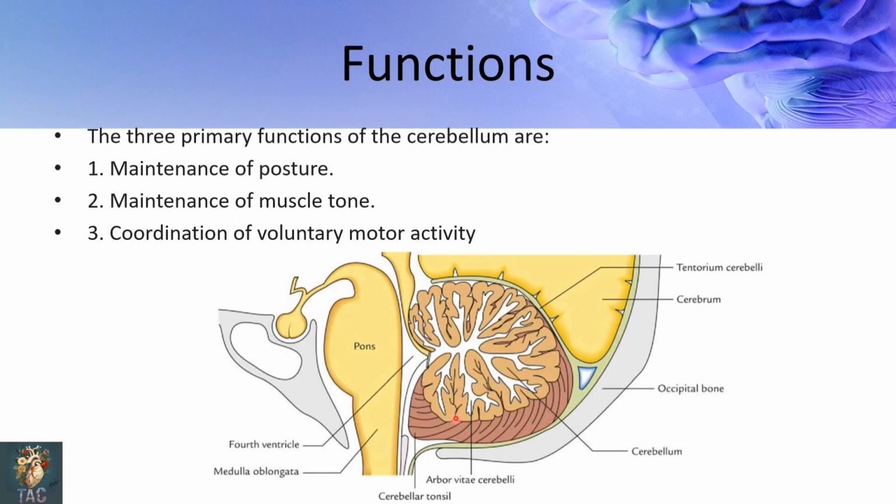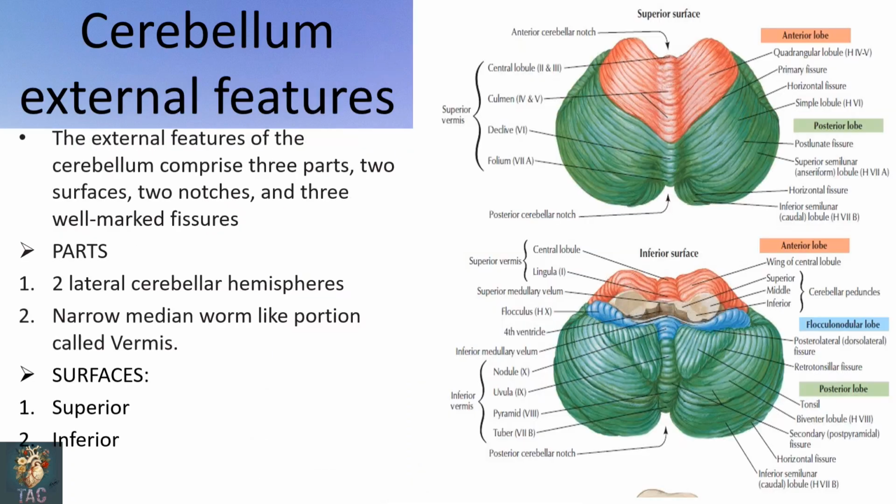In this diagram you can see the different relationships of the cerebellum. Here is the occipital lobe of the cerebral cortex, and here is the tentorium cerebelli. Here are the pons, the medulla and the midbrain, and the cerebellum is present posterior to this brainstem. In between the brainstem and the cerebellum you can see the cavity of the fourth ventricle.